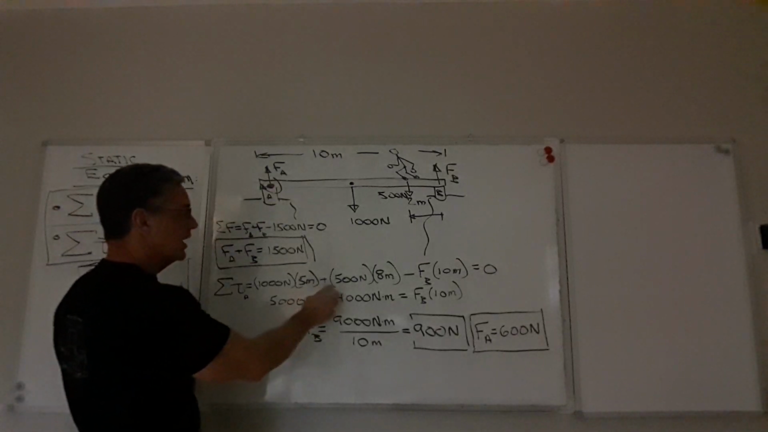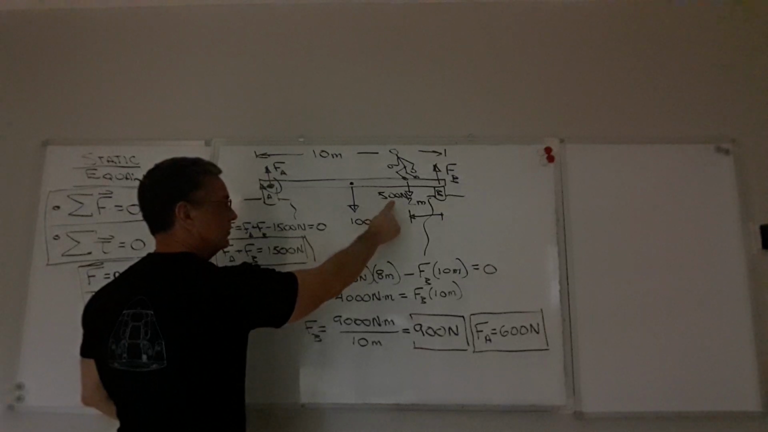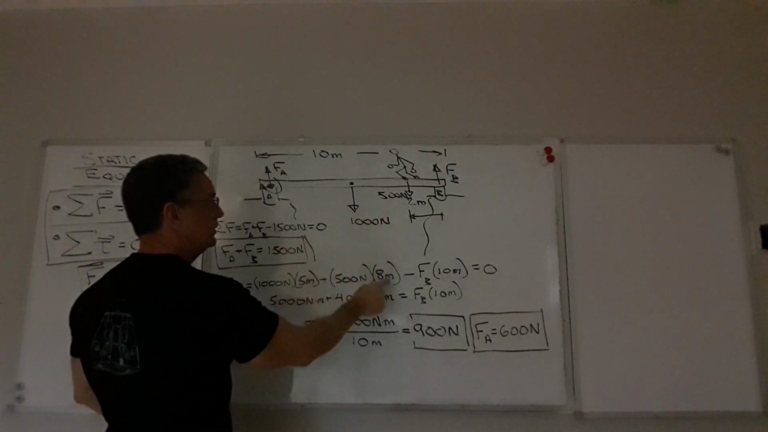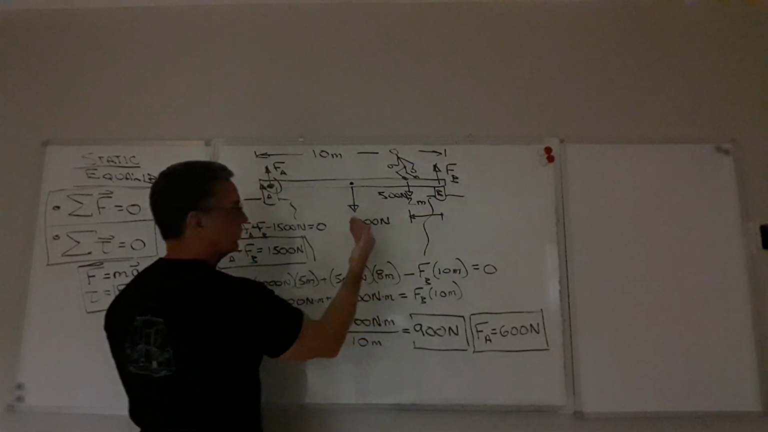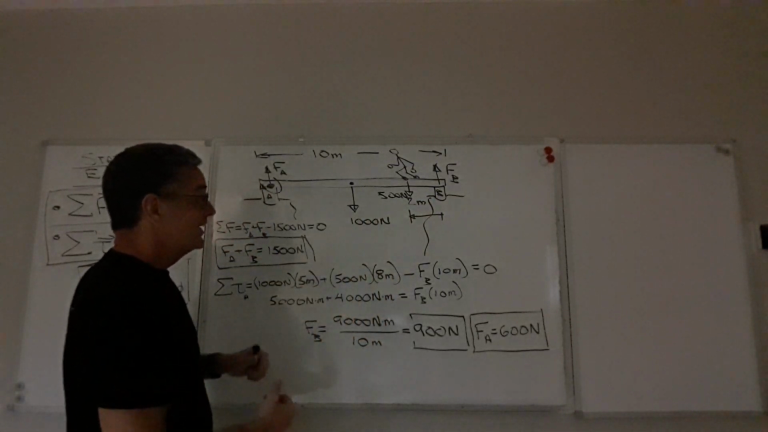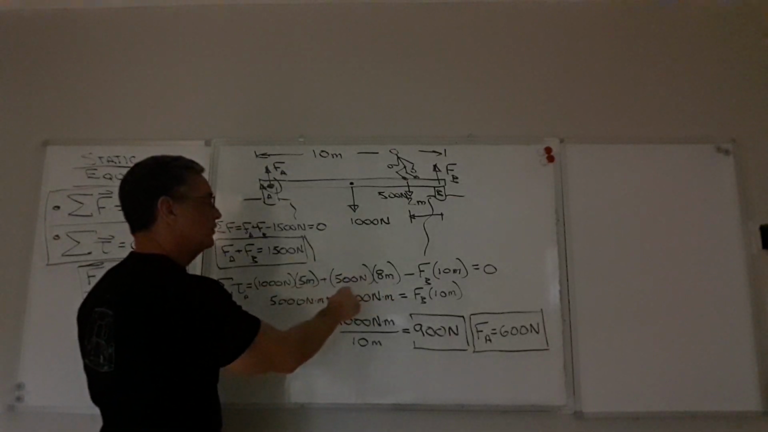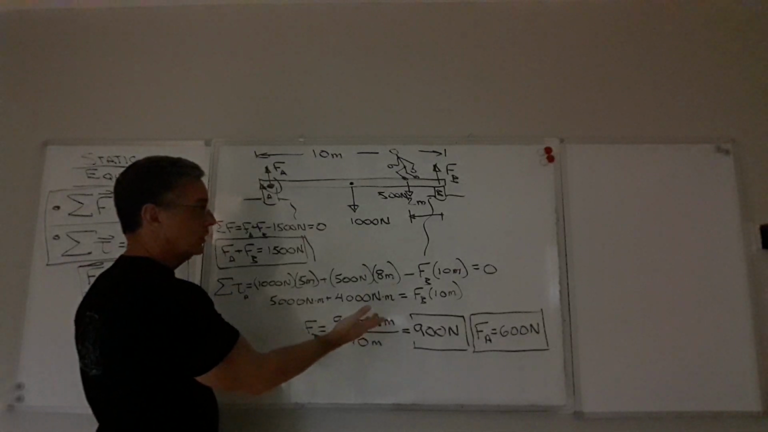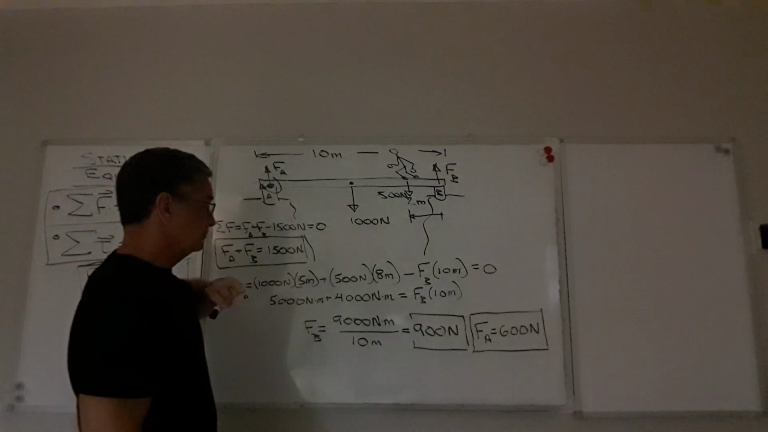Now we add to that the torque due to the man walking across the bridge. His weight is 500 newtons. His distance is 8 meters, right? 10 meters minus the 2 meters that he's already traveled across the bridge. And the sine of 90 is still 1 here, so 500 newtons times 8 meters gives you 4,000 newton meters, which is the torque exerted by the man on the bridge at point A.